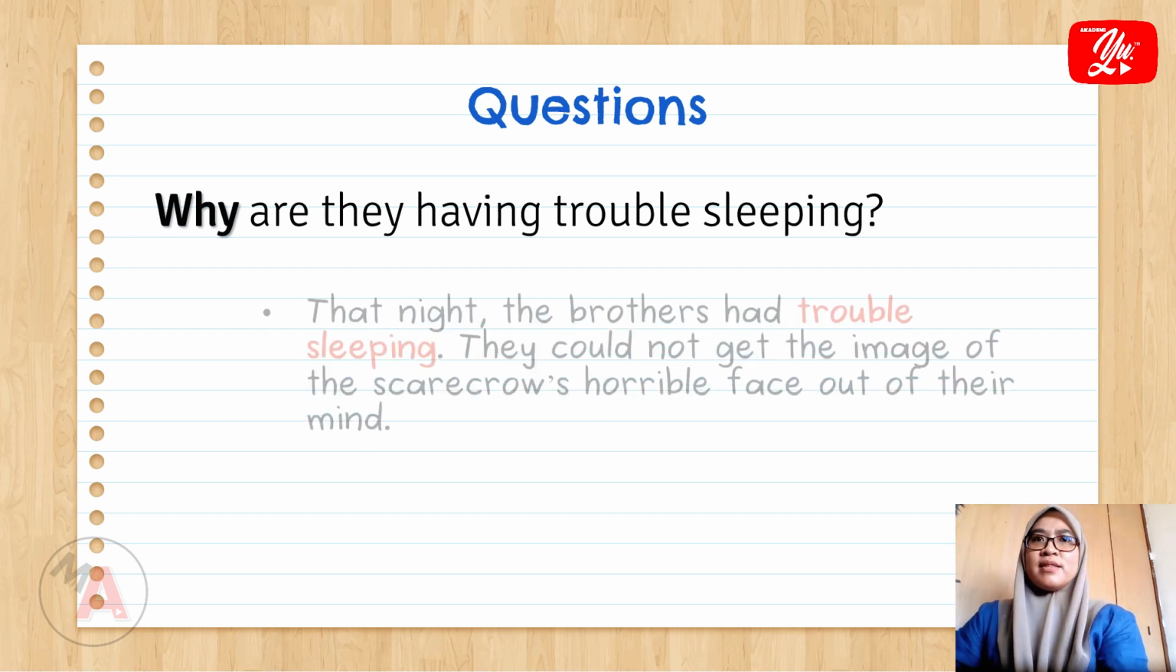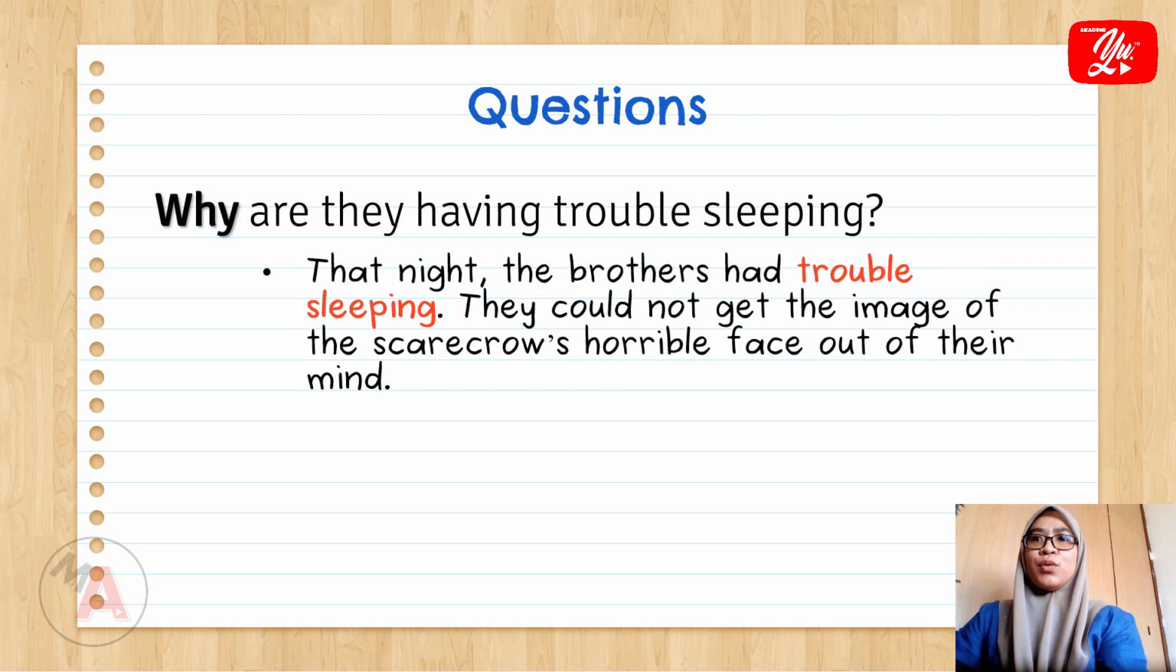So in the passage, okay, we have the word trouble sleeping. Okay, that night the brothers had trouble sleeping. Okay, dia ada masalah tidur malam tu. Kenapa dia ada masalah tidur? They could not get the image of the scarecrow's horrible face out of their mind. So this is the reason why they are having trouble sleeping. Sebab benda ni mereka tak boleh tidur.